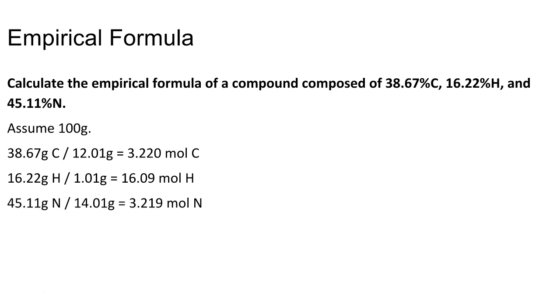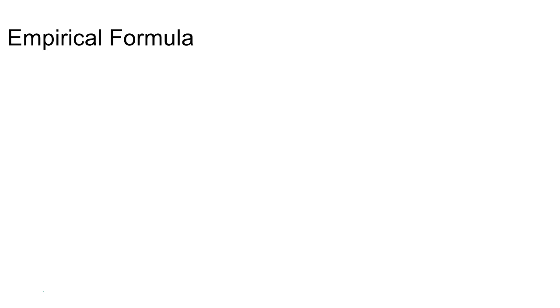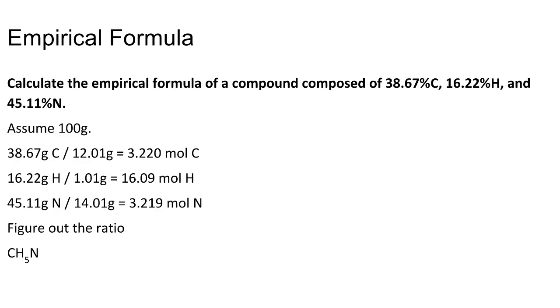If I divide those by their molar masses, which I find in the periodic table, I can get the moles. So I have 3 moles of carbon, 16 moles of hydrogen, and 3 moles of nitrogen. I'm going to figure out the ratio. So the ratio is about 1 to 5 to 1. And from there, I can figure out that the empirical formula is CH5N.